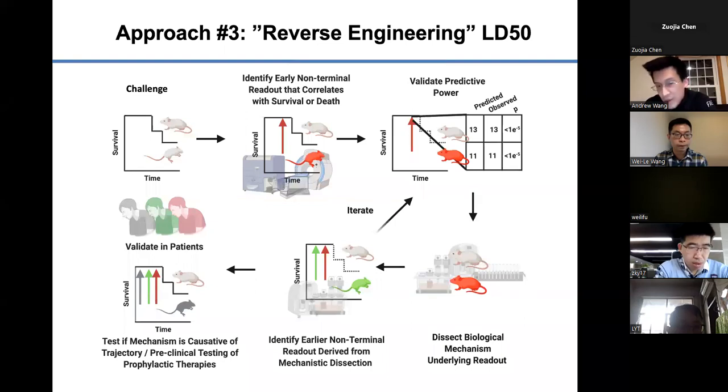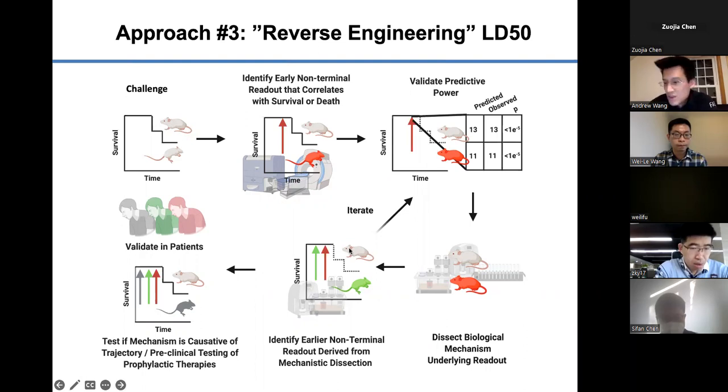So today I'm going to talk about the results of our third approach. And I promise this is the last time I'm going to show such a complicated, busy slide.